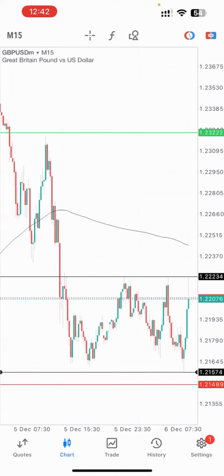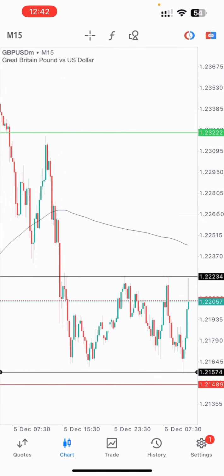Okay, guys, if you notice, GBP USD has been consolidating around this area. This is a 15 minutes time frame. If you notice, this is the support and resistance zone. Those two black lines you see, you notice when GBP gets to the one on the top, which is 1.22234, once it touches it, it sells.